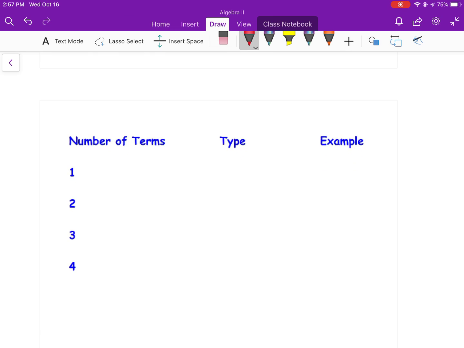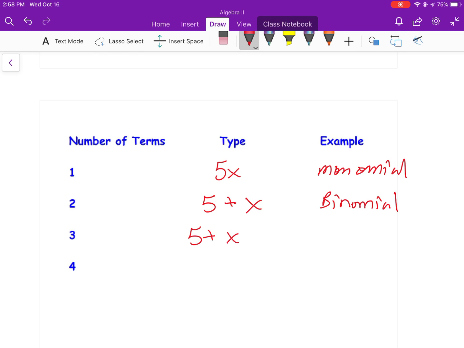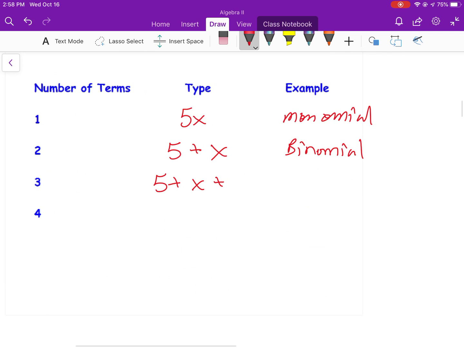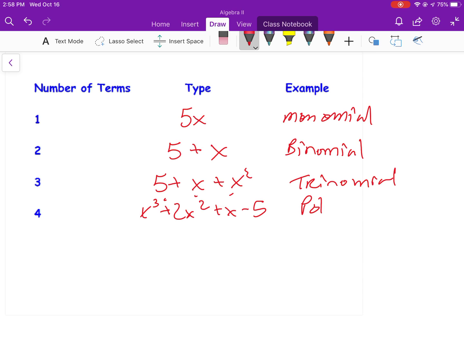Another way to name the type is the number of terms. And what I mean by terms is if I have just one thing, like 5x, it is called a monomial. If I have a plus in between the 5 and the x, now it's 2 terms, so it is a binomial. If I put in a third one, so 1, 2, 3, it's a trinomial. If it is 4, like x to the third plus 2x squared plus x minus 5, we'll just call that a polynomial.